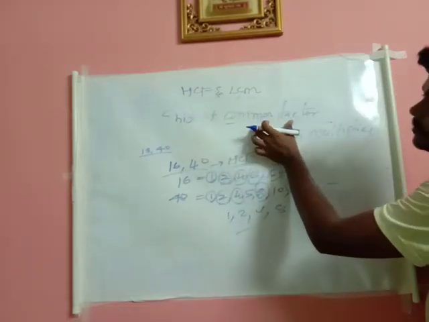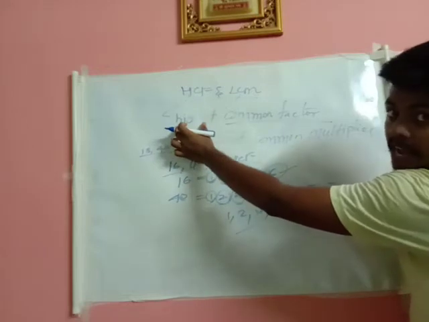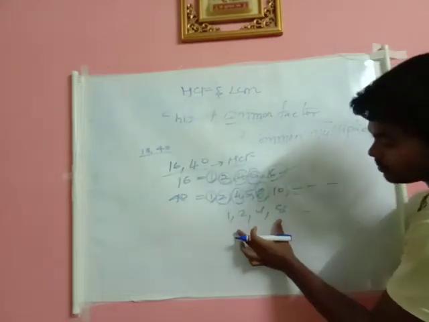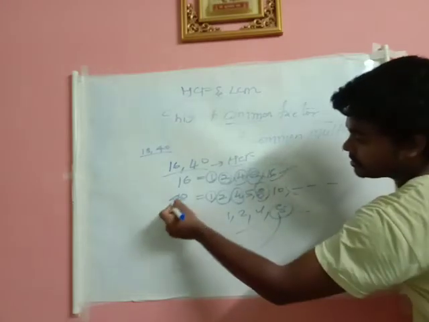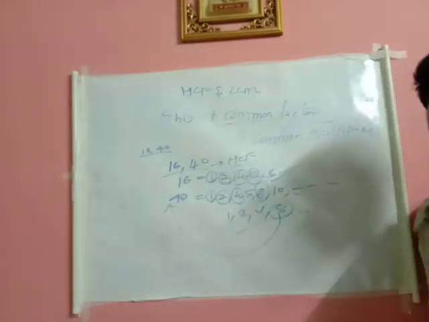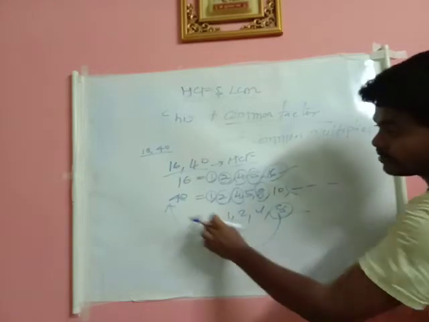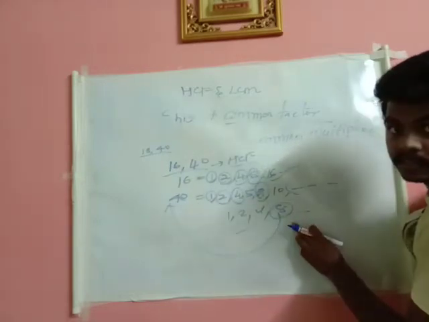So out of my common factors, what should I pick up? I should pick up my highest number. So out of these common factors, what is the highest number? 8 is the highest number. So the HCF of 16 and 40 is 8. Did you get this?